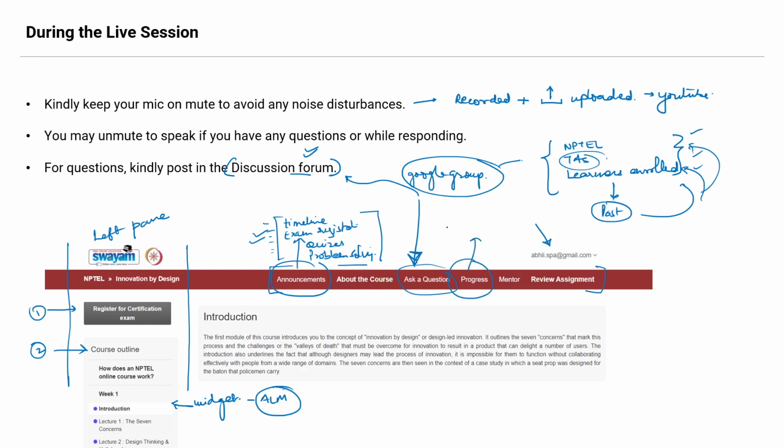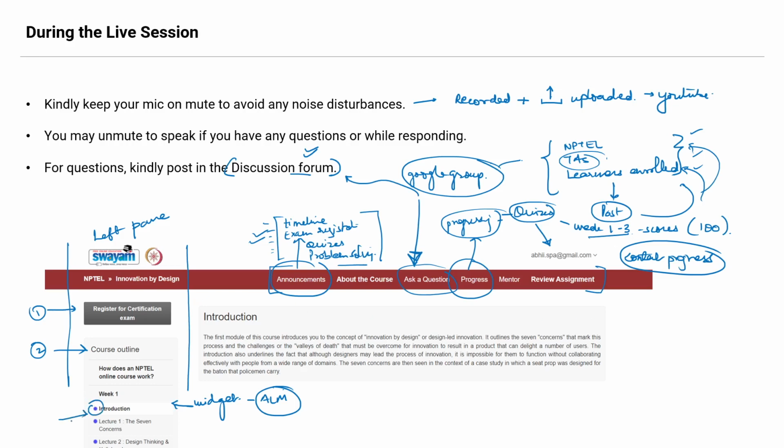Progress will tell you how you have been progressing in the past few weeks. If you have been diligently submitting your quizzes, you will be seeing your week 1 to week 3 scores. The scores are evaluated out of 100, and up till week 3, the courses have been released. You also get to see the content progress, means how much content you have been watching, right? Whether you have gone through the ALMs, whether you have gone through each and every lecture or not, and that is available through this blue bubble.